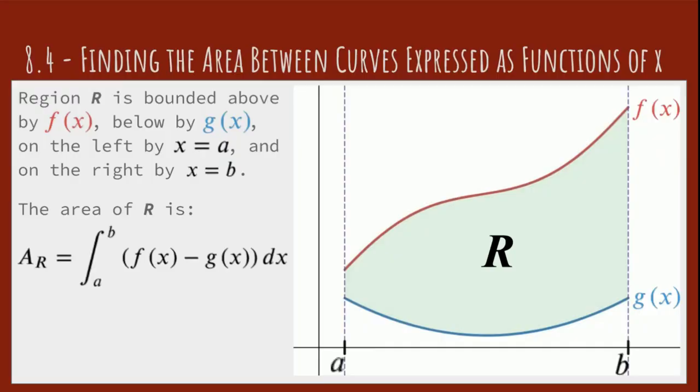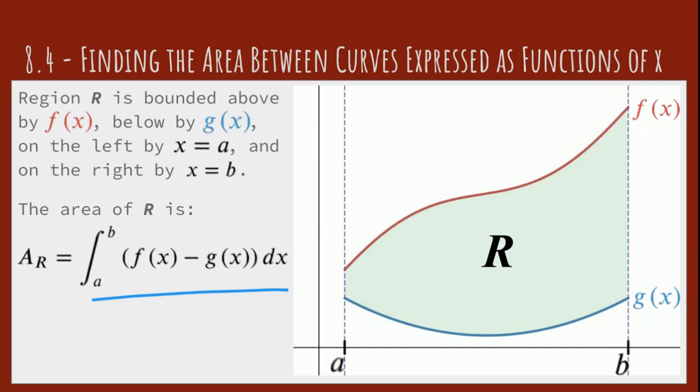So let's talk about a few ideas here. First of all, the biggest idea is if we want to find the area of a region bounded above and below by two separate functions. So instead of above by a function and below by the x-axis, say above by f of x and below by g of x, then we can find that area using a definite integral that looks like this right here.